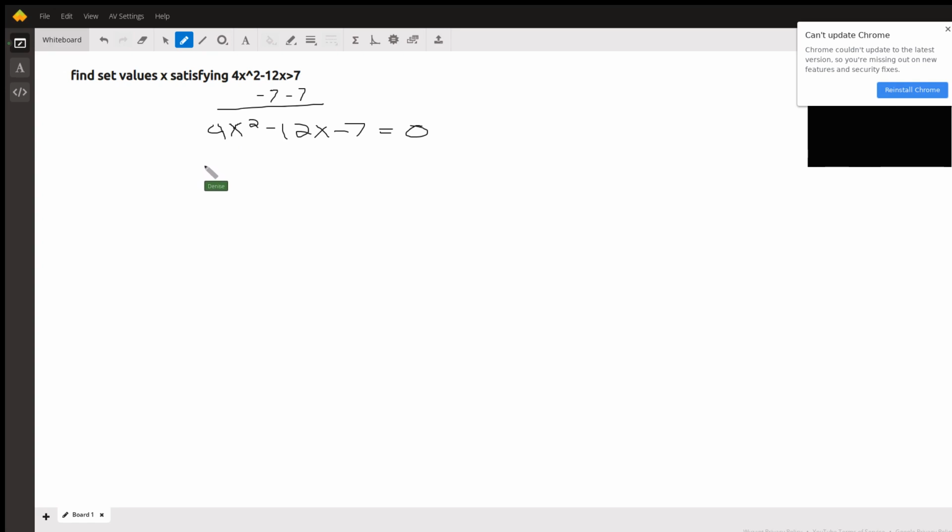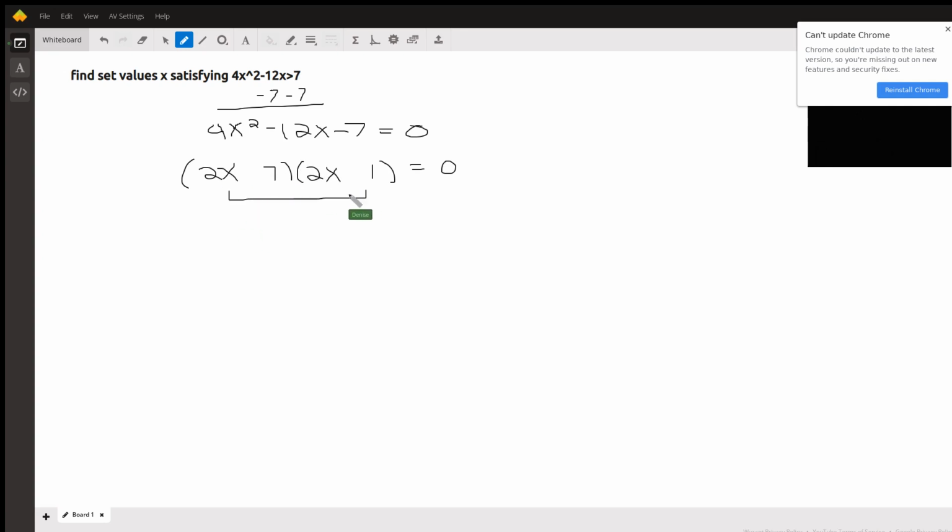You could do the AC method. I'm just going to use trial and error. There's relatively low number of possibilities here because 7 is a prime number. There's only 2 possible factors there, 7 and 1. And I'm going to go ahead and try 2x and 2x.